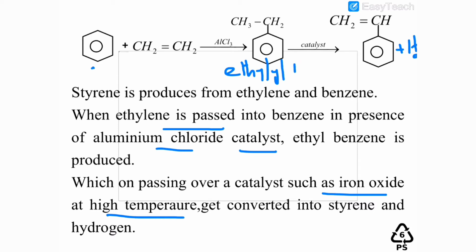When ethyl benzene is treated with a catalyst, it gives styrene and hydrogen. The catalyst used in this case is iron oxide at high temperature. This is the first step for the preparation of styrene.